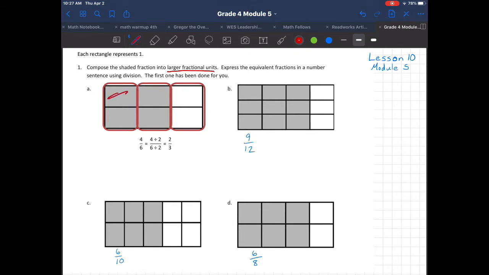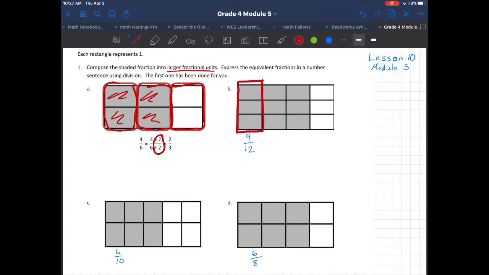So we had 4/6 at first, but then I drew these big boxes to show fewer bigger boxes, right? And so we started with 4/6, we divided it by 2/2, and we ended up with 2/3. The next one's 9/12. There are 9 of these small boxes.